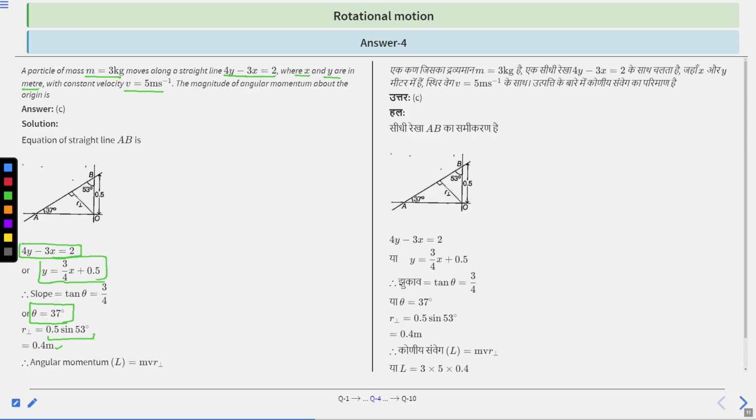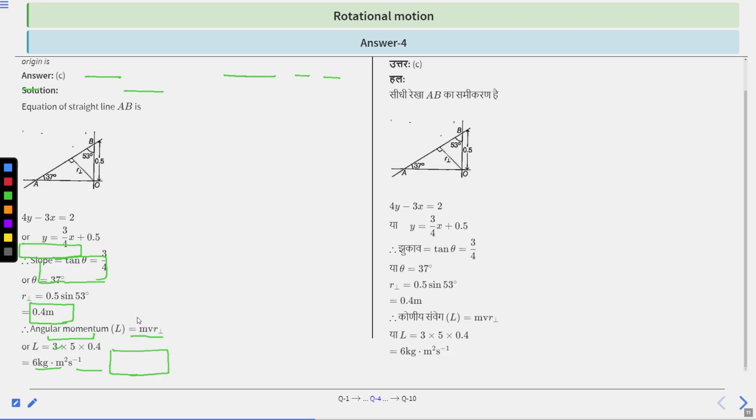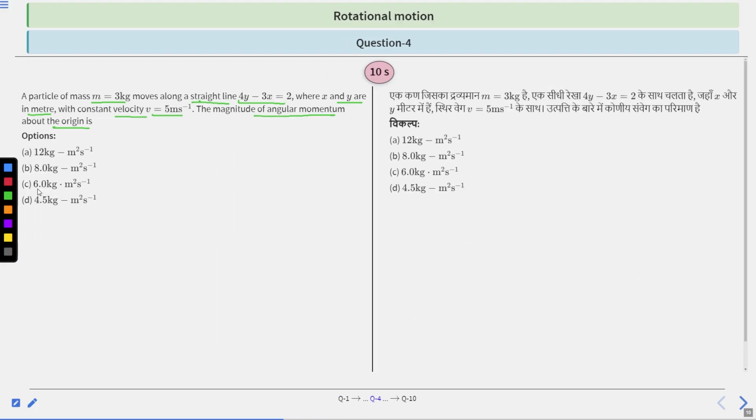So the final angular momentum formula is L equals mvr. Clear? Solving this formula, L equals mv r perpendicular, where m is 3, v is 5 and r is 0.4, which is calculated from here. After calculating, we get 6 kg meter square per second. So this is the final answer. The correct answer is C, 6.0 kg meter square per second.